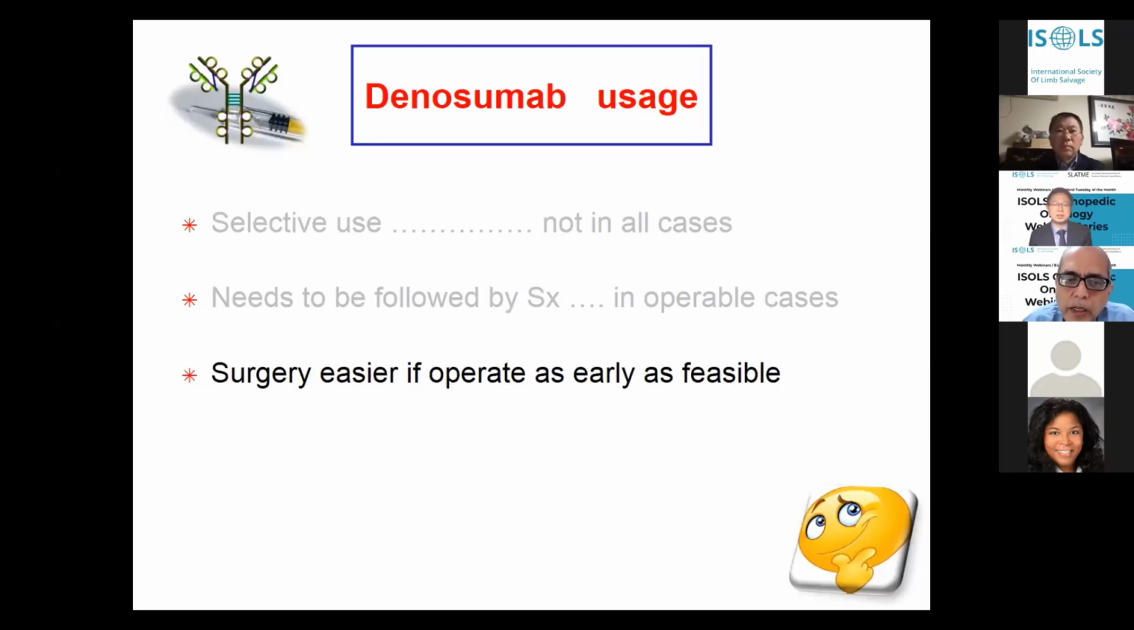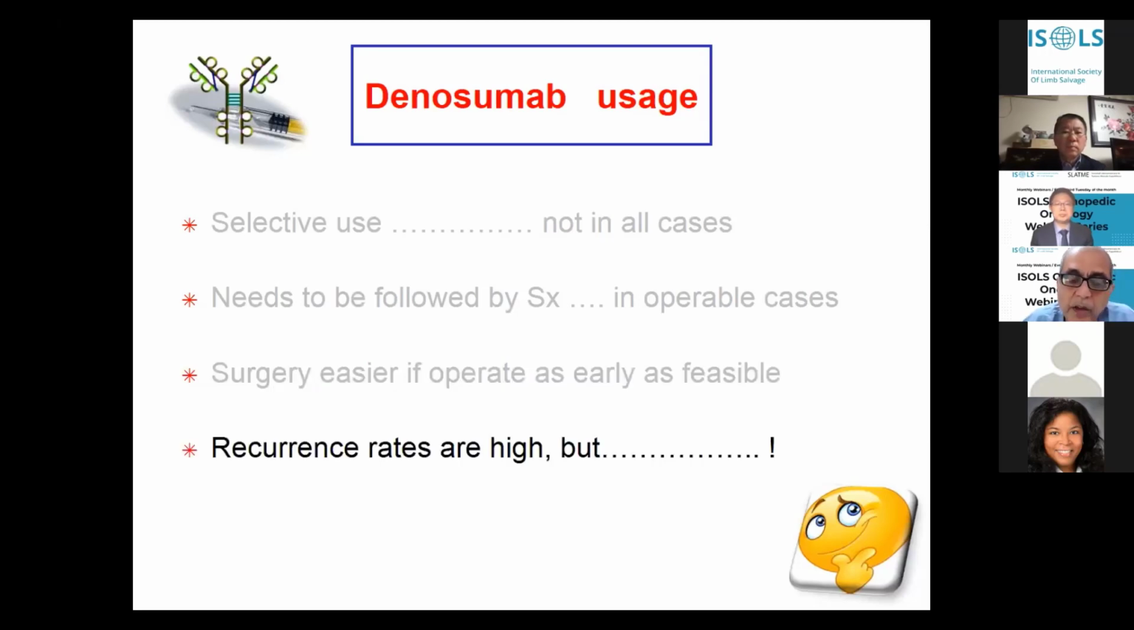We have also learned that if we are going to do a curettage, it is easier if we operate as early as feasible. That means the moment we start seeing a response to denosumab, it's best to go in and do our curettage at that time, because the longer we wait, the more of an ossific rim you will have, and it could be difficult to differentiate between what is normal bone and what is abnormal tissue. We also accept the fact that recurrence rates are higher with denosumab usage.